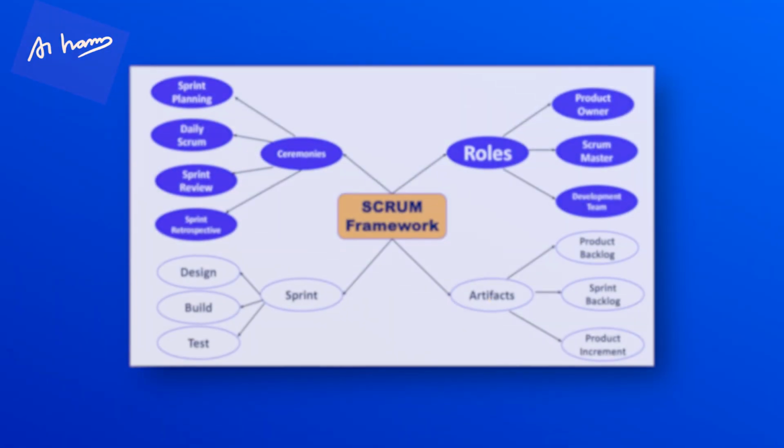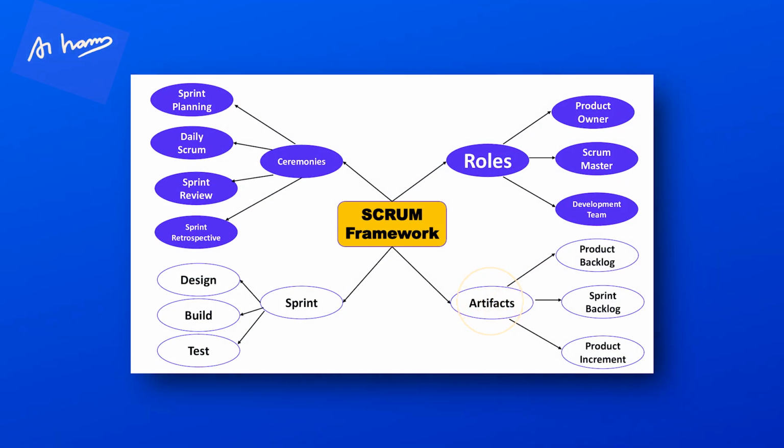Then we have the different artifacts. What are the different artifacts in the Scrum framework? There are three important artifacts. The first one is the product backlog, the second one is the sprint backlog, and the third one is the product increment. What is the product backlog? The product backlog is the list of all the features that need to be built for the roadmap of the product. Whatever has to be built.